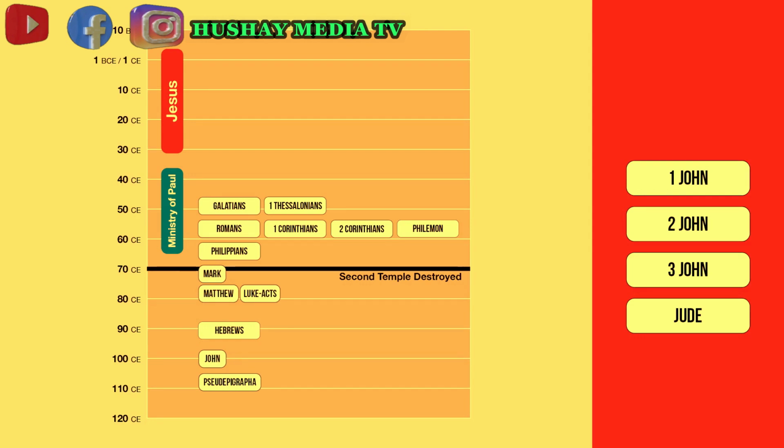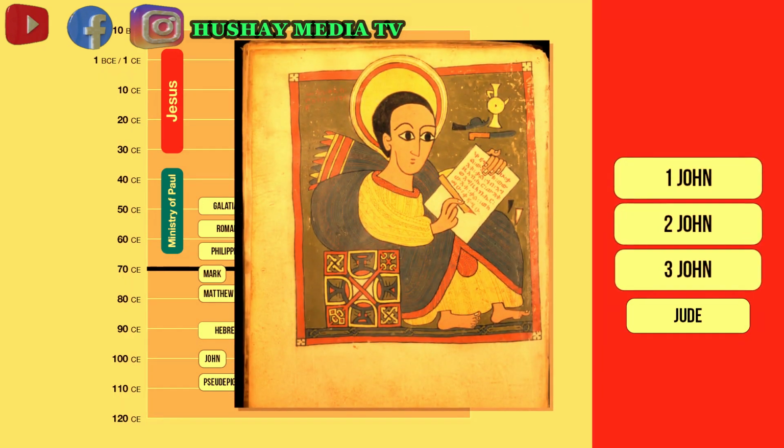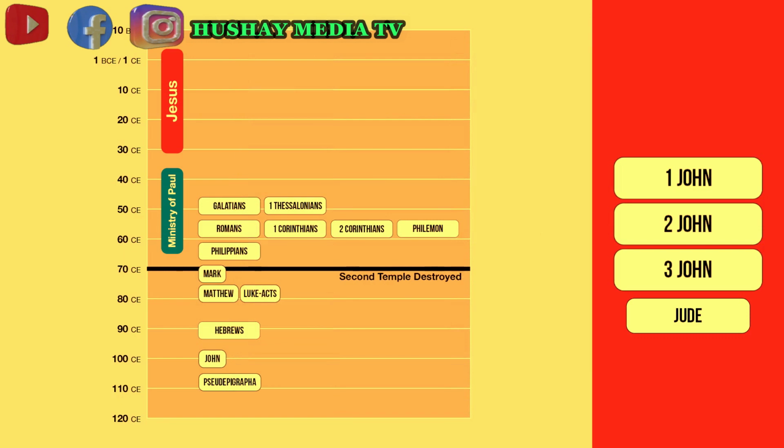Next up are the 3 letters attributed to John, traditionally thought to be the same person who wrote the Gospel of John. But unlike all the other epistles, except for Hebrews, these 3 letters don't actually start with the name of the sender, although letters 2 and 3 do start with the words, the elder.